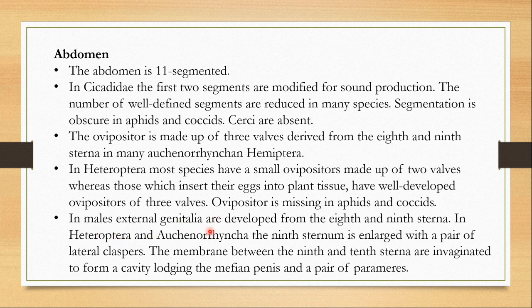In males, the external genitalia are developed from the 8th and the 9th sterna. In Heteroptera and Auchenorrhyncha, the 9th sternum is enlarged with a pair of lateral claspers, which are very useful for copulation. The membrane between the 9th and 10th sterna is invaginated to form a cavity which lodges the median penis and a pair of parameres. This is median, not median.